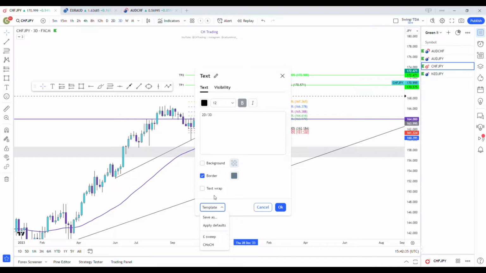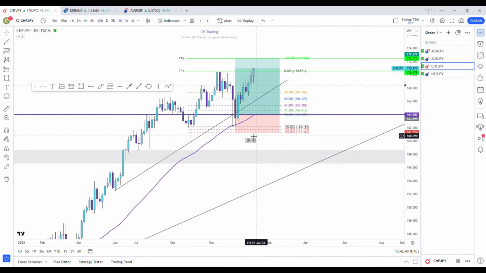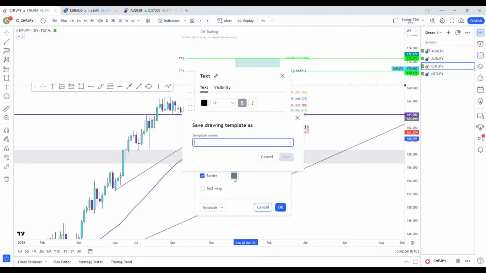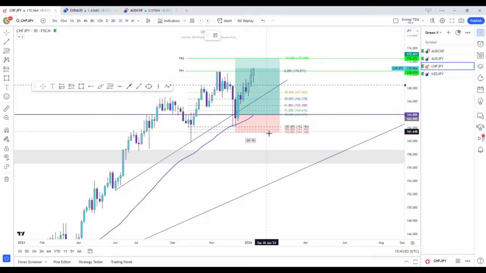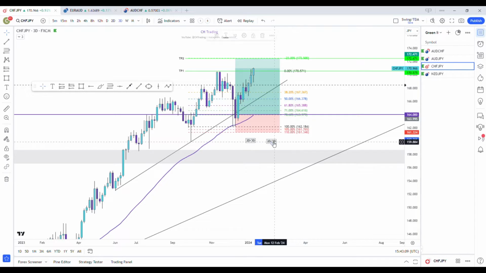You can save different texts if you use any notations for yourself. For example, if you're starting off learning and you want to remind yourself or keep yourself notes or write down the confluences that you're looking to enter trades with, so for example, if I open up this text box and I save that as a template and save that as 2day/3 day and save that, what I can do the next time that I open up a text box is I can just quickly have that written there.